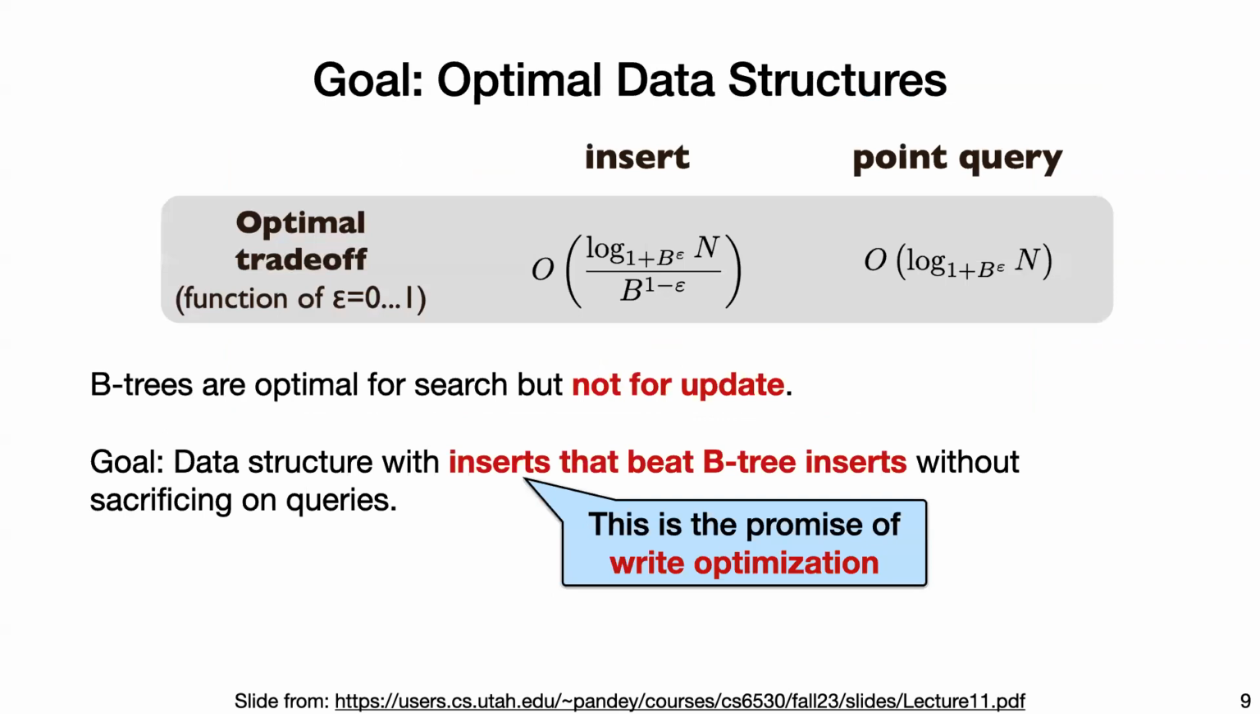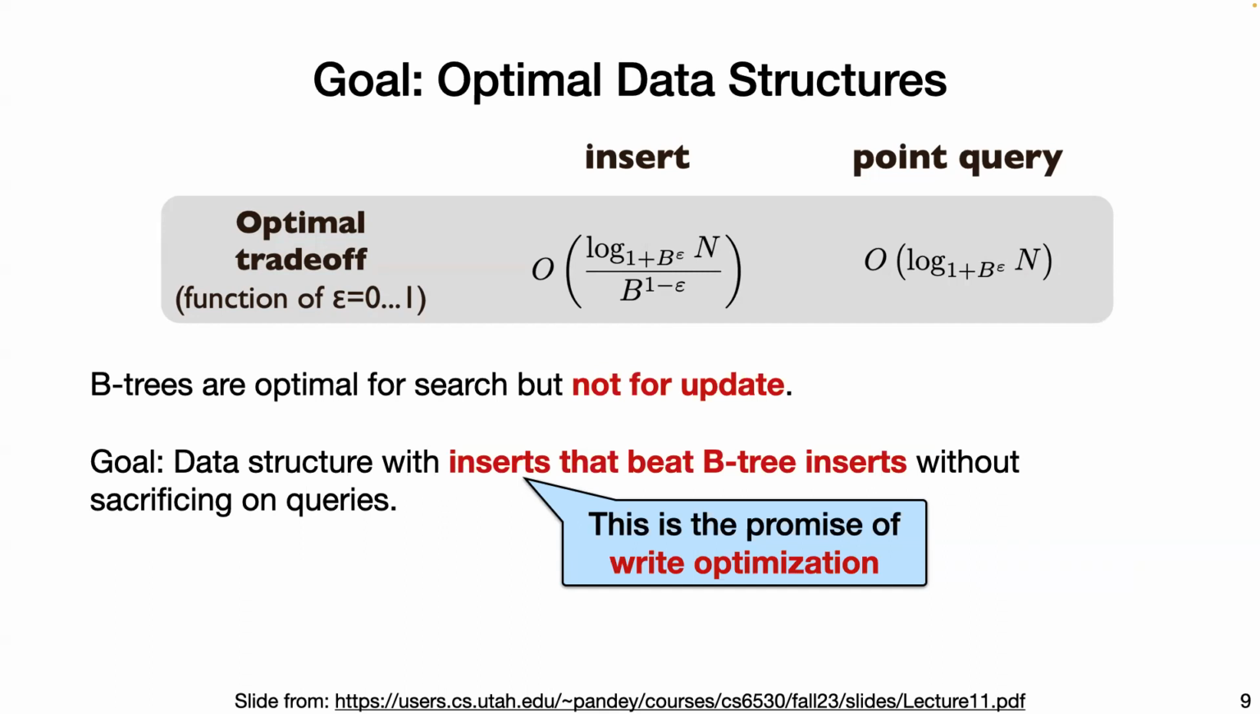And this is the optimal bound we proved, and this is what we proved: that both B trees and B to the epsilon trees can achieve this lower bound as a function of epsilon. And so B trees are optimal for search, but not for updates. We showed that you can get asymptotically better updates using buffering with the same asymptotic point query cost.